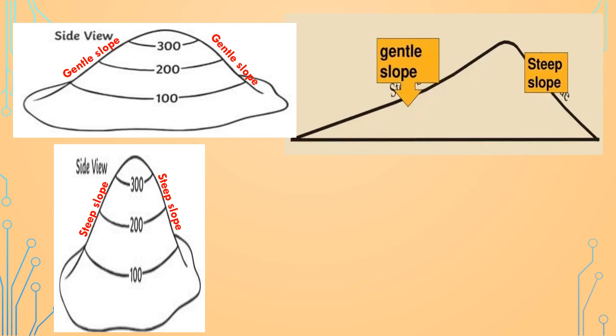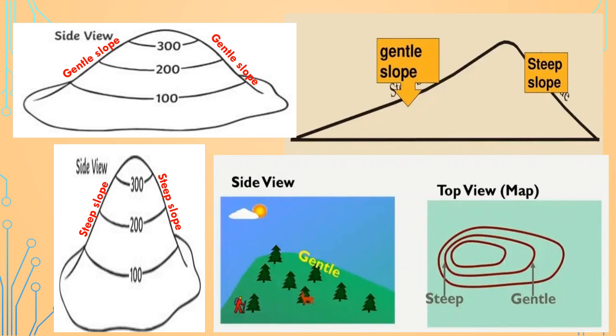Look at the contour map drawn for this hill. Do you notice that the contour lines seem to be nearer to each other on one side, and the lines are far away from each other on the other side?